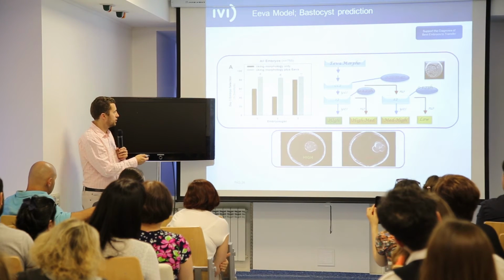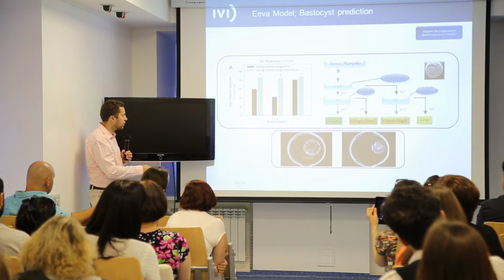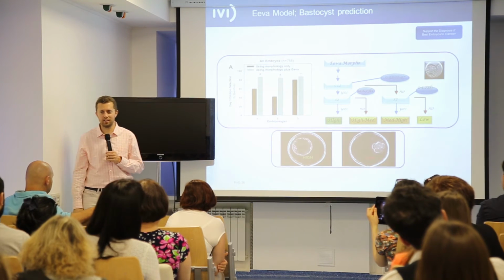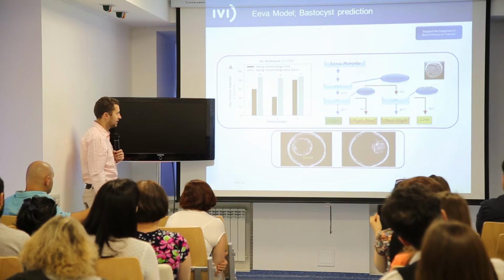The score is based on those parameters, on the duration of the second cell cycle and the synchrony. That one will become a blastocyst, and of course that one that is low will be arrested. Okay, for example. I cannot give you another example, as you can imagine.